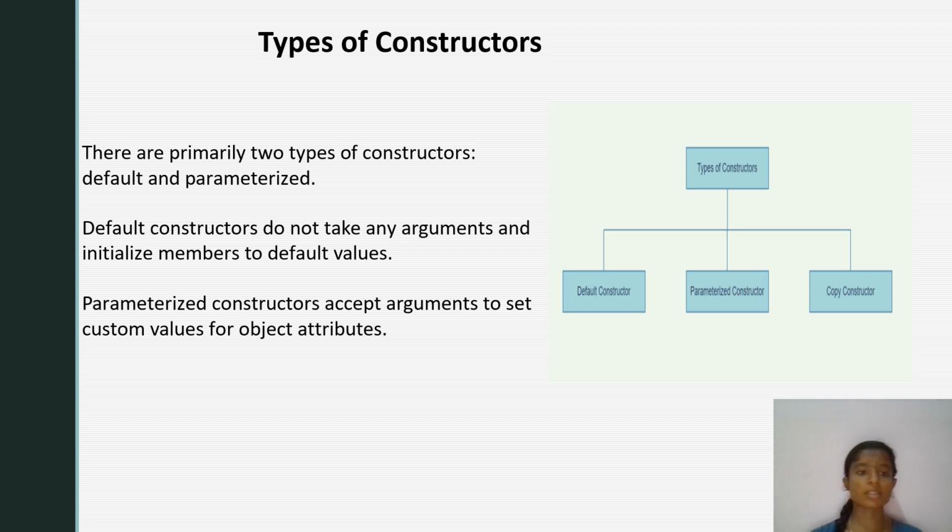Types of constructors. There are primarily two types of constructors: the default constructor and the parameterized constructor. One more we have is the copy constructor, which is not considered in this video. Default constructors do not take any arguments and initialize members to default values. Parameterized constructors accept arguments to set custom values for object attributes.